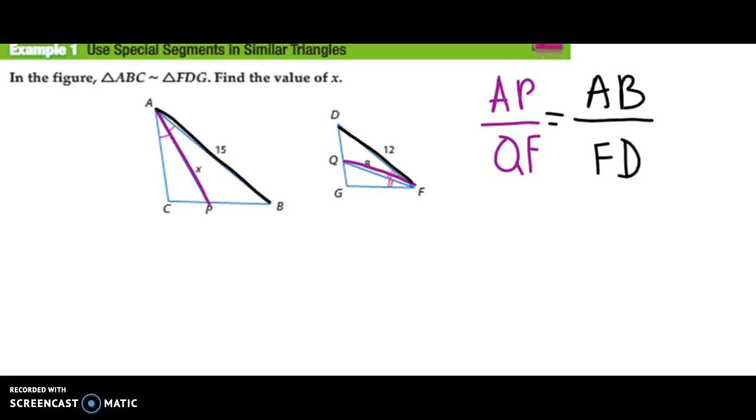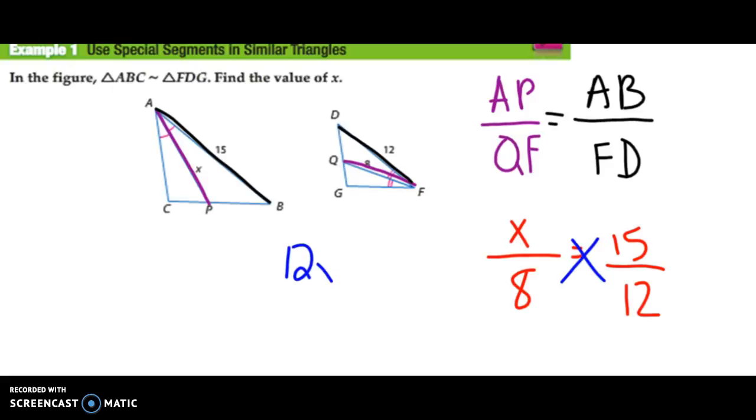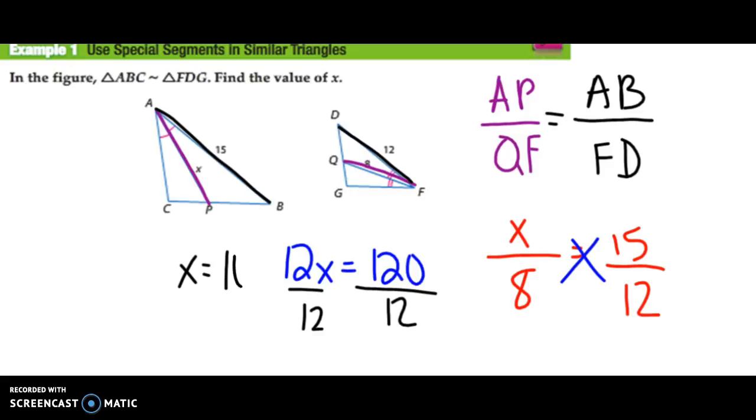Let's fill in the numbers where we have that. Well, AP is X, we don't know what that is. QF is 8. AB is 15. And FD is 12. So I cross multiply. 12 times X is 12X. 8 times 15 is going to be 120. Divide both sides by 12. And you find that X is equal to 10. Good.